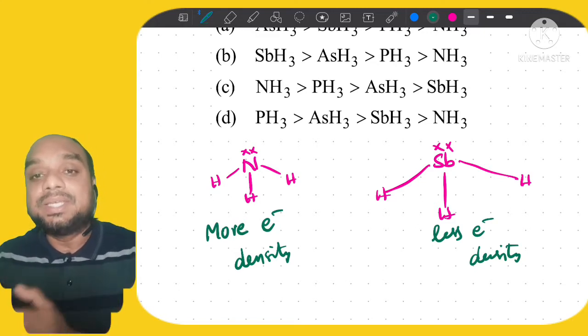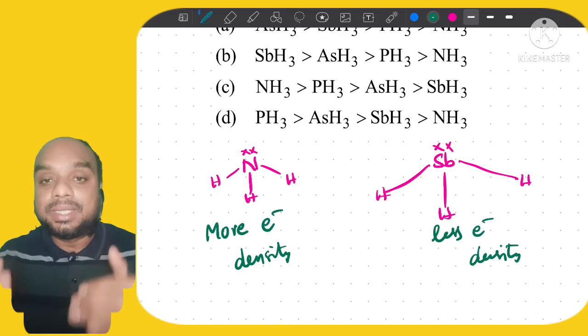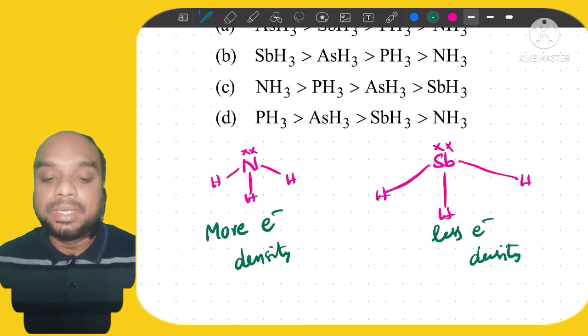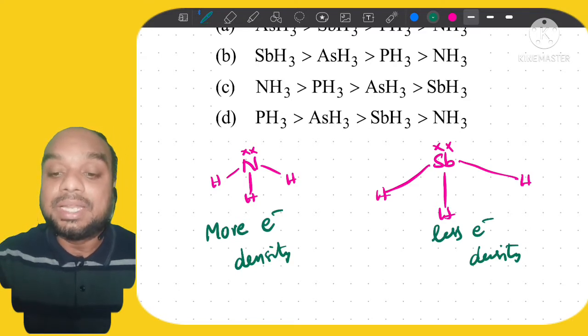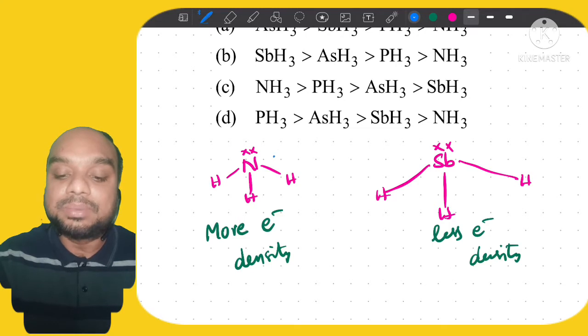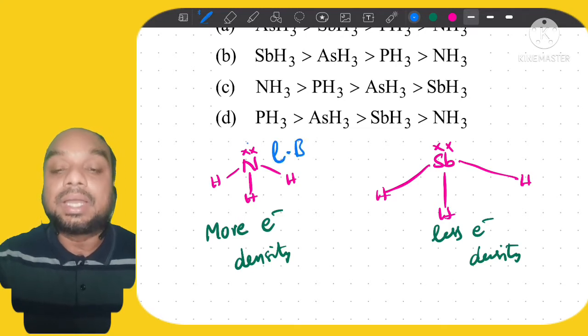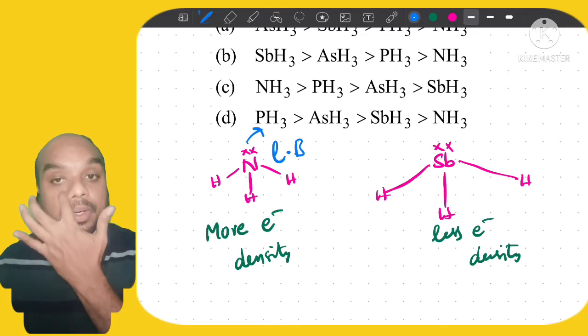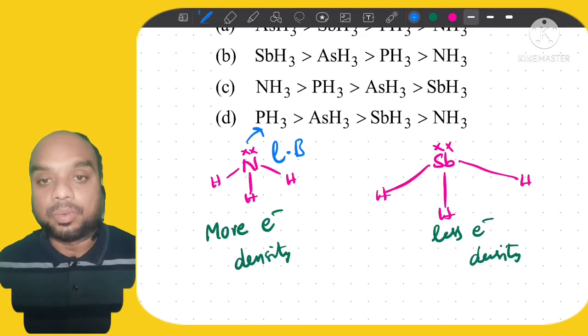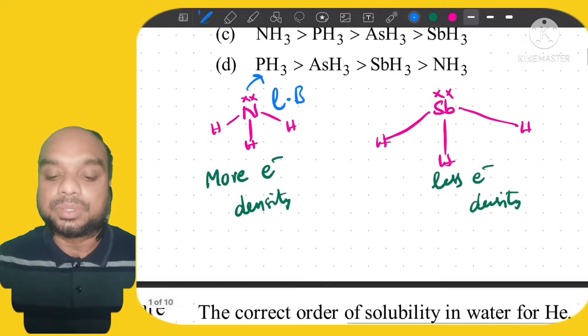So when size increases, electron density decreases, so basic nature also decreases. Due to the presence of the lone pair, these show Lewis basic nature. This substance is a Lewis base, so it donates an electron pair to an electron deficient molecule, forming a dative bond. Okay, students, understand? Next question.